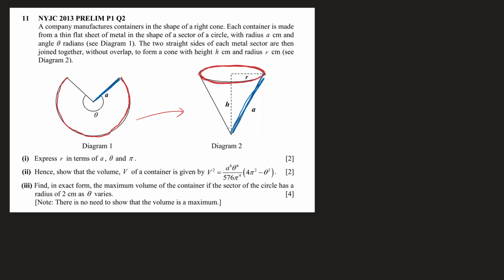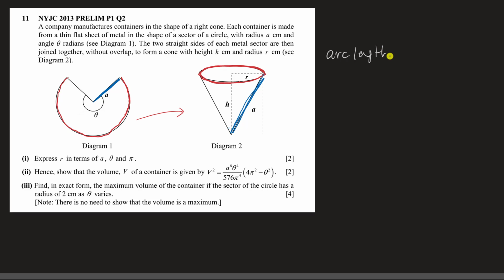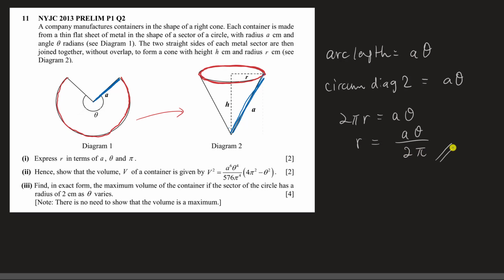Let's take a look. What is the arc length? Arc length is just radius times theta, so A theta. Now this has become the circumference of the circle. So the circumference in diagram 2 equals A theta: 2 pi r equals A theta. So r is equal to A theta over 2 pi. Now I'm done for the first part. The working is very easy, but coming up with this plan is the difficult part.